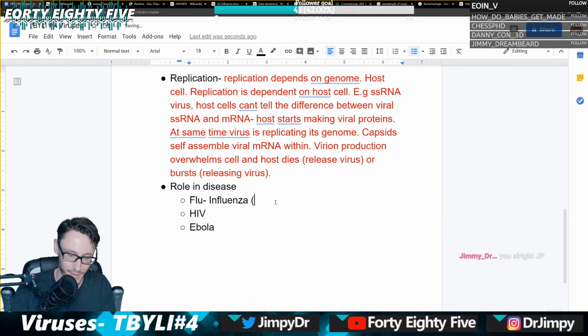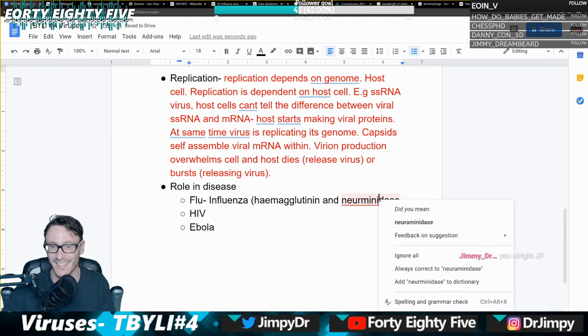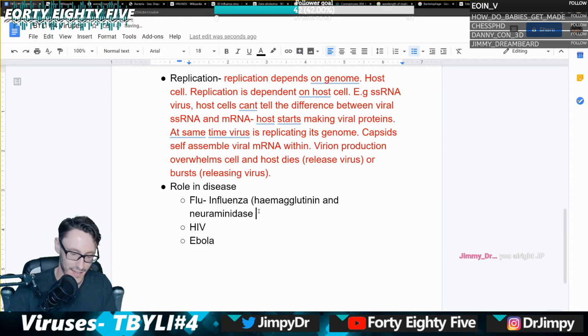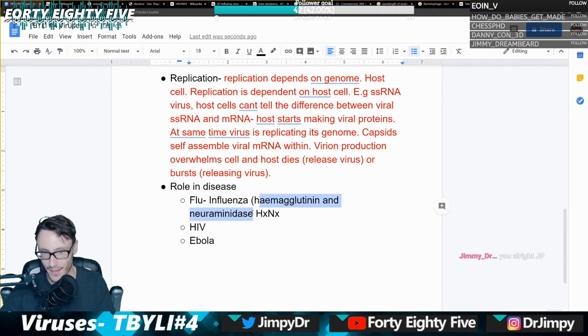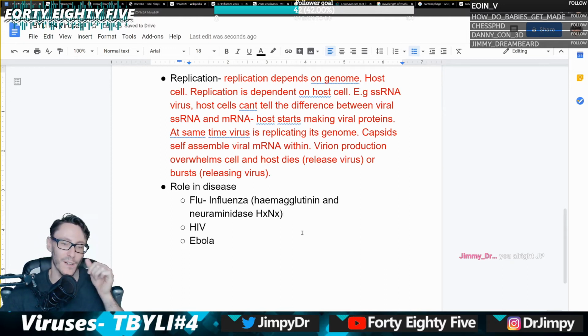So it's hemagglutinin. Let's see if Google can cope with my spelling of this. Oh, it's got it. Oh no, it hasn't got it. There it is. Hemagglutinin and neuraminidase. That's going to be wrong spelling as well. Yeah, it is. 2 for 2. There we go. This gives rise to the H1 or HX and NX. And this is the type of these proteins that they have on the outside. And it's just an identifier of the different types of virus particle.